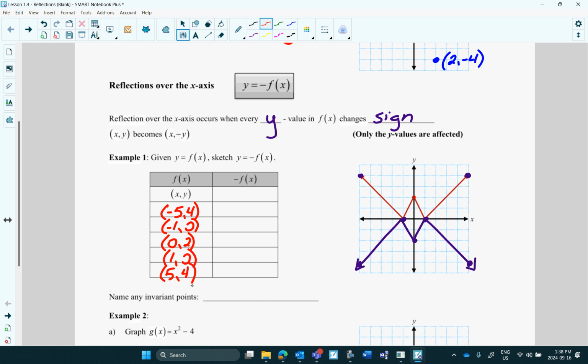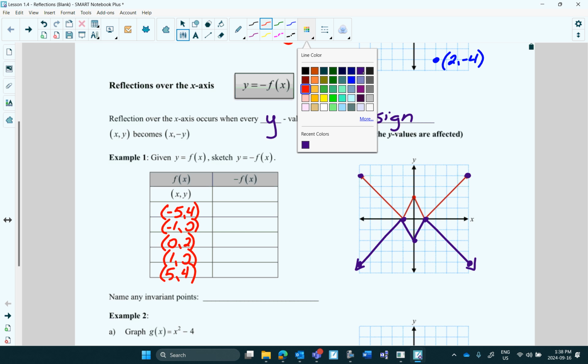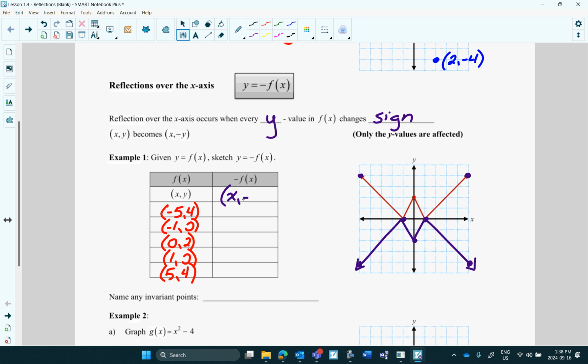And for mapping notation, the new formula for every point, if all I'm doing is a vertical flip, I just change the y to negative. And then I just change all these. If you change all these, you're going to get the points that we did mentally, that we did right on the graph. I get (-5, -4), which matches up with that one. You're going to get (-1, 0), it stays where it is. You're going to get (0, -2). (1, 0) stays where it is, and (5, -4).